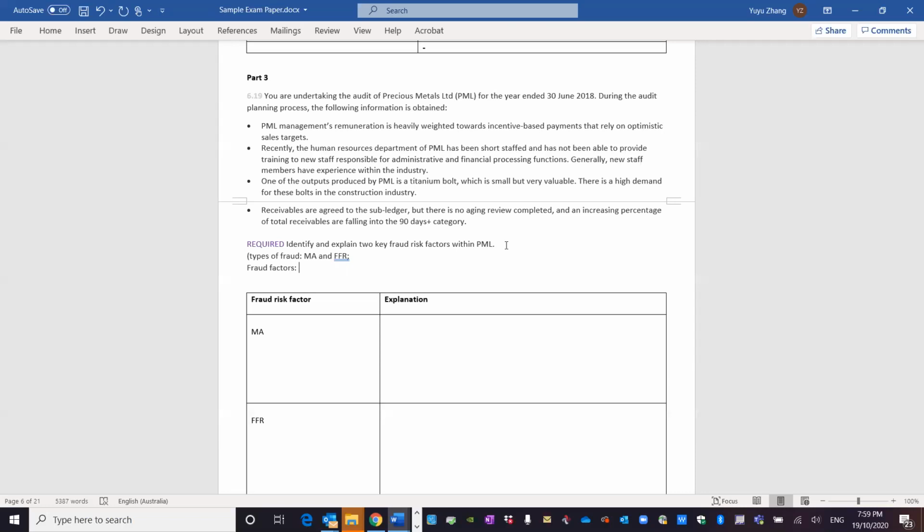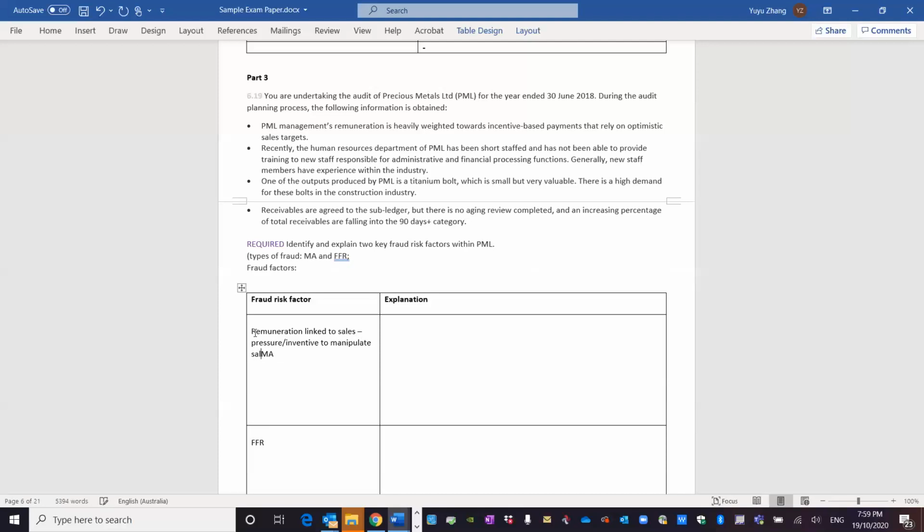So there'd be pressure on management to hit its sales targets. So the management remuneration package is linked to sales. So you can see that this one would be pressure or actually incentive to manipulate sales. So actually this one is not about misappropriation of assets, it's more about fraudulent financial reporting, I guess, right? And the other one, which would be the misappropriation, would be associated to the staff and the financial processing functions not getting training.